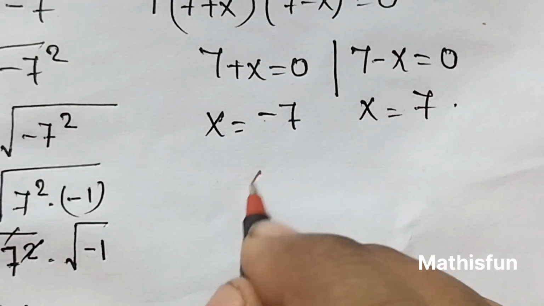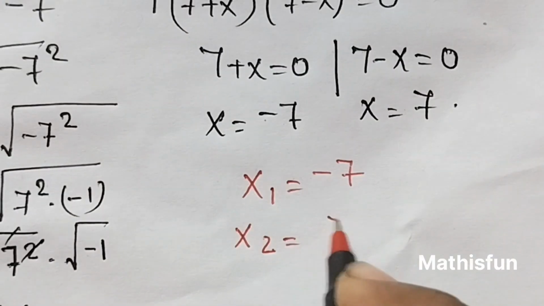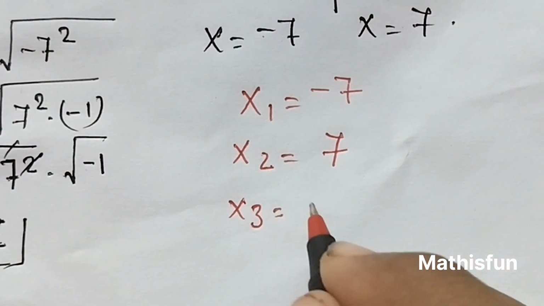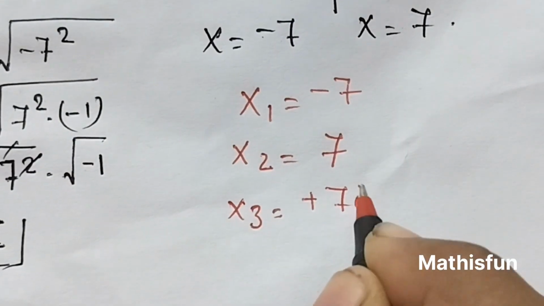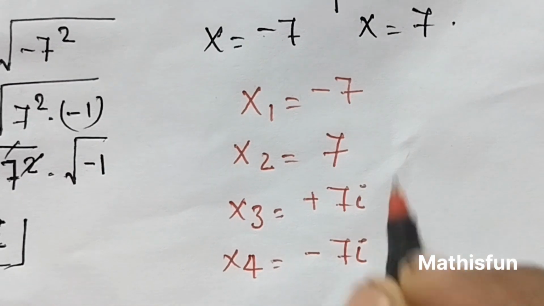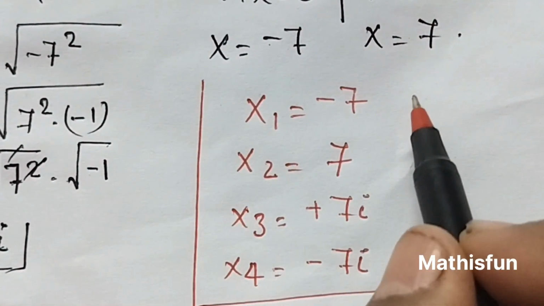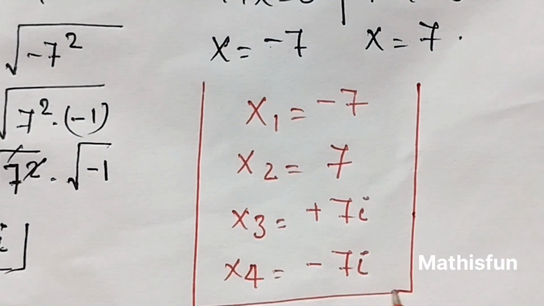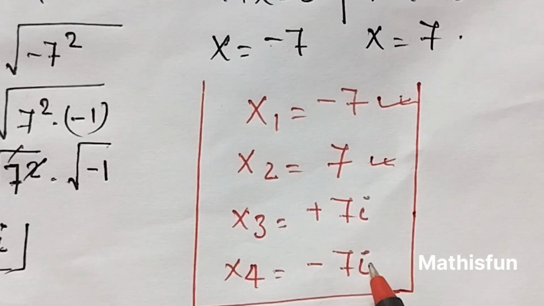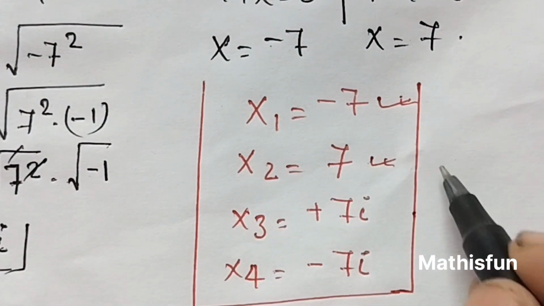So all the values we got are x1 is equal to minus 7, x2 equals to 7, x3 is equal to plus 7i, and x4 is equal to minus 7i. So in this we got four values, in which two are real values and two are complex solutions. So these are the values of x.